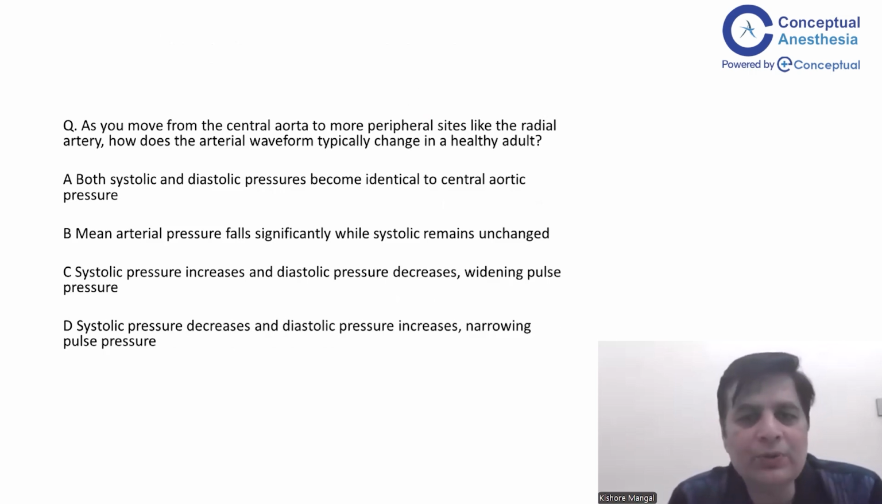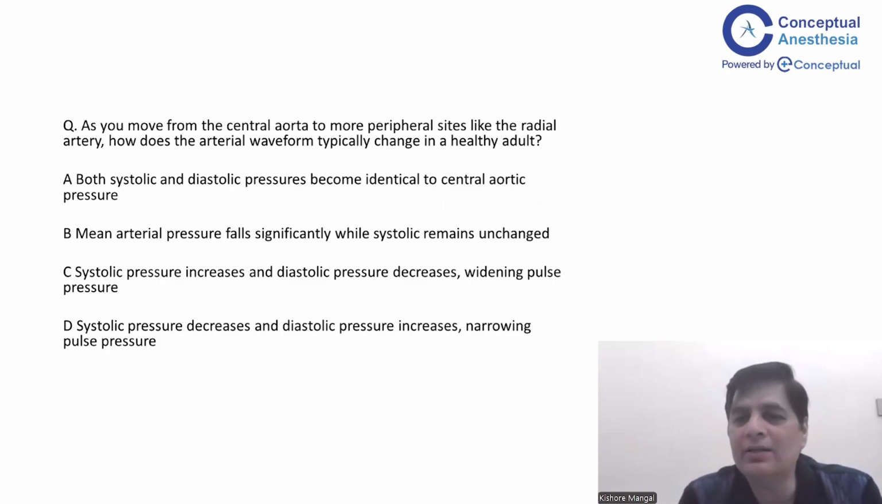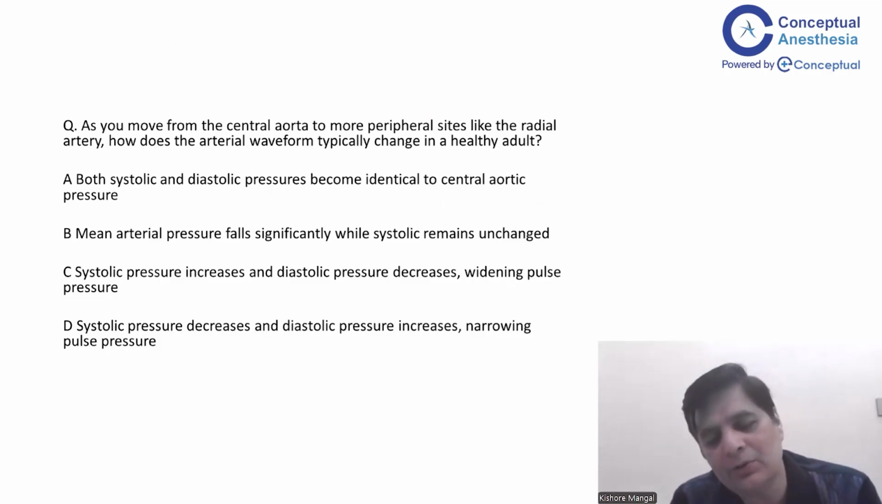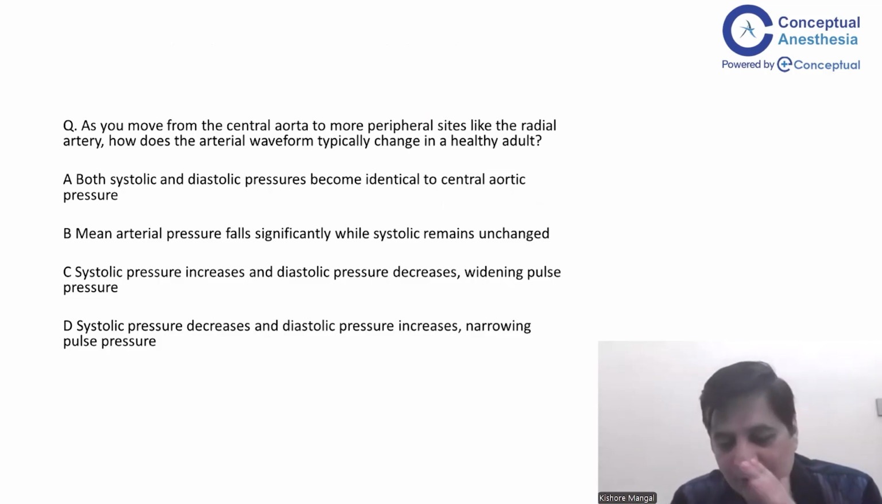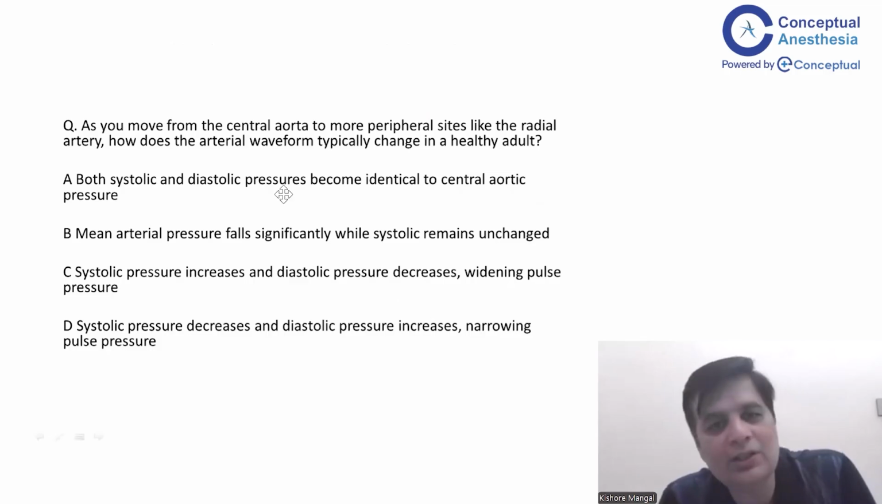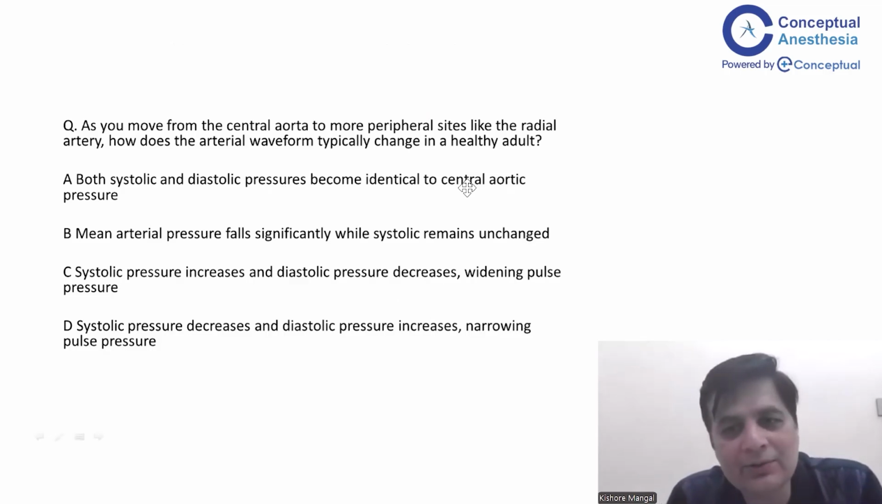As you move from the central aorta to more peripheral sites like the radial artery, how does the arterial waveform typically change in a healthy adult? We have already discussed that. Once we go from central to periphery, our waveform increases in size. The systolic increases, the diastolic decreases. Option A: both systolic and diastolic become identical to central aortic pressure.